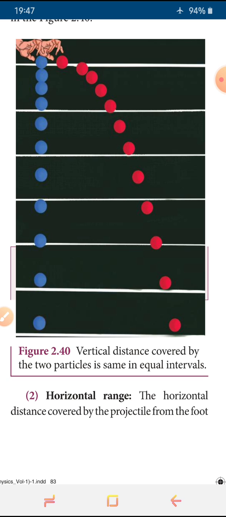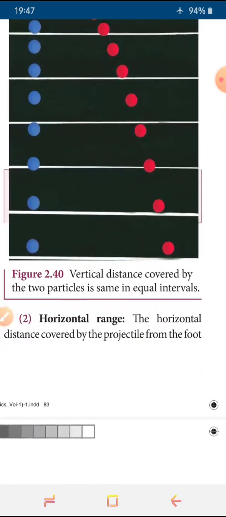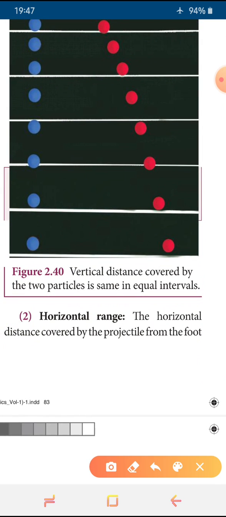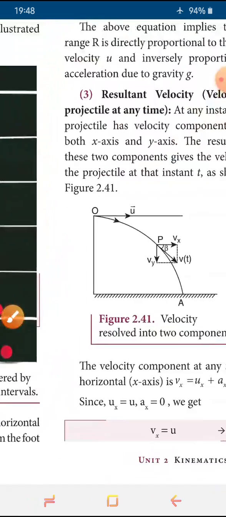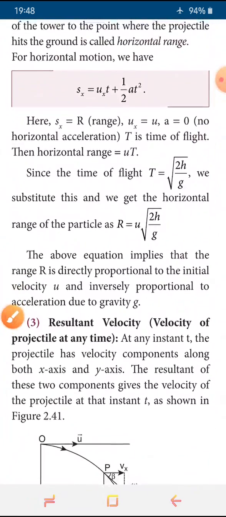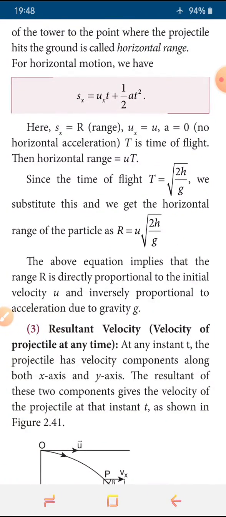Next is horizontal range. What is the horizontal range? Where we throw the object, from that starting point to where it hits, if we measure this distance, this horizontal distance is called the horizontal range. To find this, we have the derivation here, and in this derivation we are using the third equation, s is equal to ut plus half at square, applied to the horizontal movement.